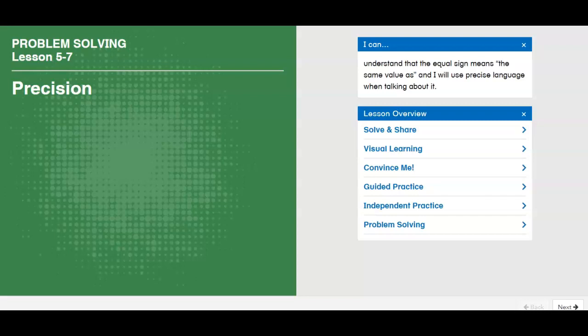For our math lesson today, we will be completing the last lesson in Topic 5. Today's lesson is called Precision. Our learning intention is I can understand that the equal sign means the same value as, and I will use precise language when talking about it.